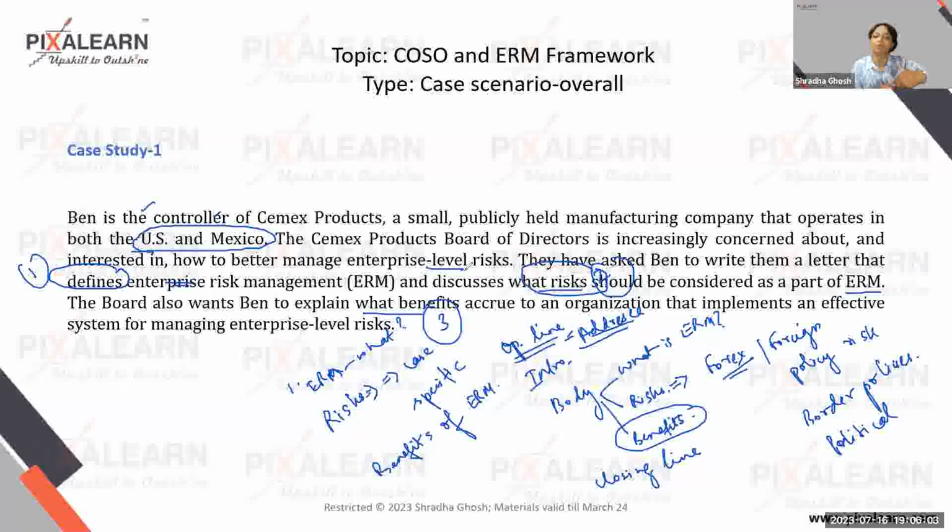Body will be divided into 3 paras. The definition, which is simple. Then the risks. Risk I will try to cover in 2 paras, general and specific, if it's possible. Then I'll go to the benefits. I want 3 main keywords. I want identification of risks. I want alignment of risk. I want response to risks.